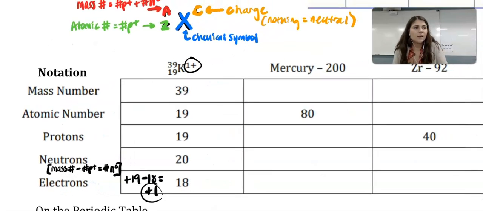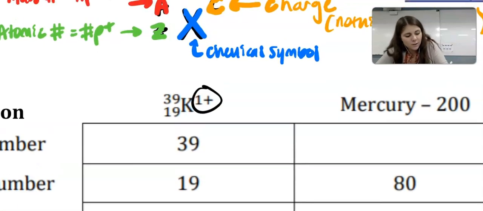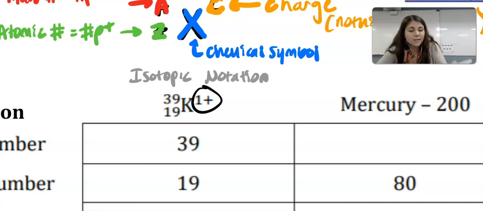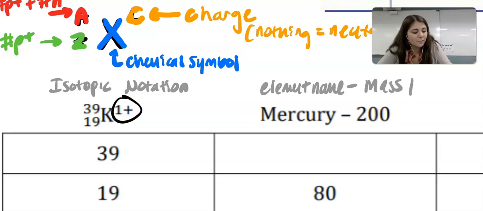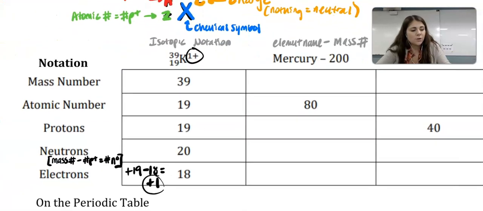All right, so let's try this example together. We have mercury 200. Sometimes you might see this type of notation where they give you the element name dash mass number. I'm actually going to write this up here. So here, this was called isotopic notation, which is just kind of like that one above us. This one is another type of notation where you get the element name dash mass number. So let's fill in the chart.